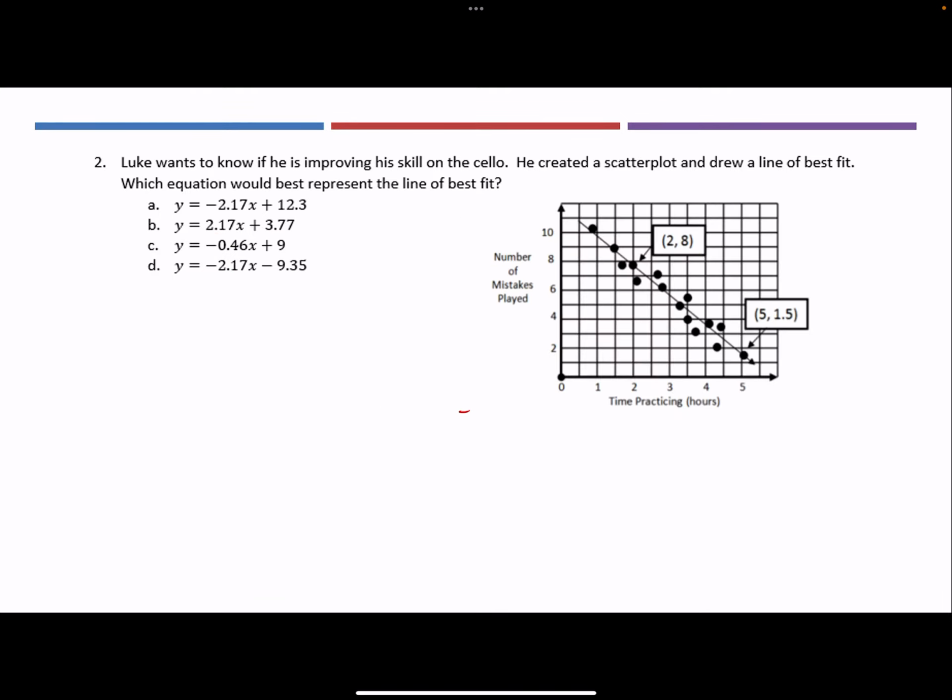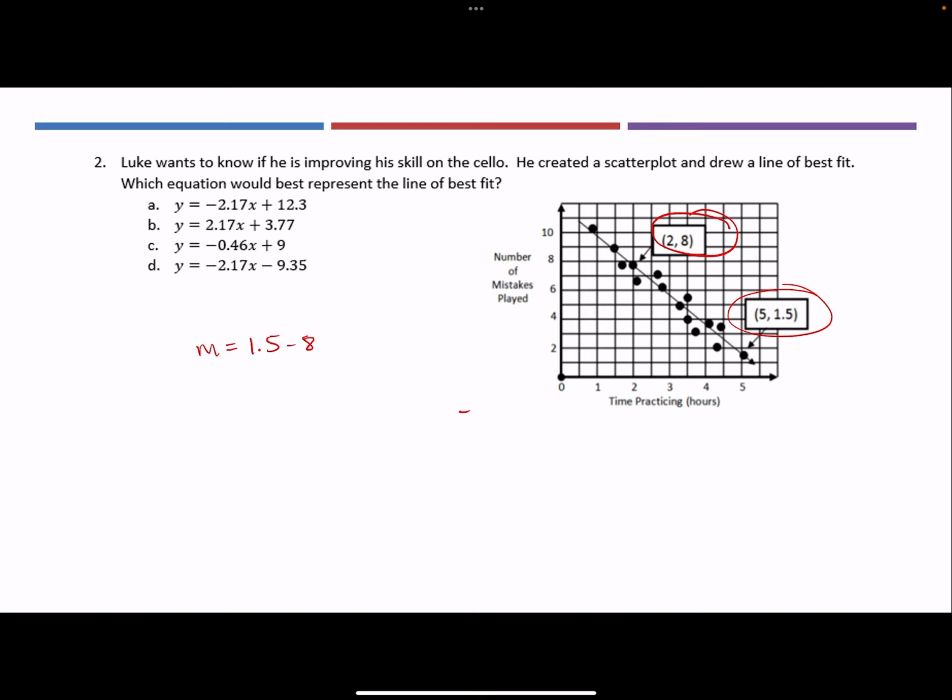Why is it not letting me go on? There we go. Luke wants to know if he's improving his skill on the cello. He creates a scatter plot and drew a line of best fit. Which equation would best represent the line of best fit? So they actually give you the points here already. They label these 2 points that are on the line for you, which is so nice. So you really just have to plug them in and write the equation. So you're going to find the slope first.